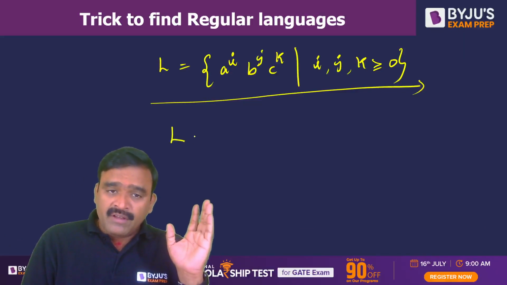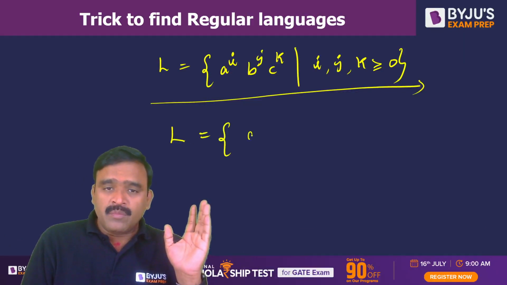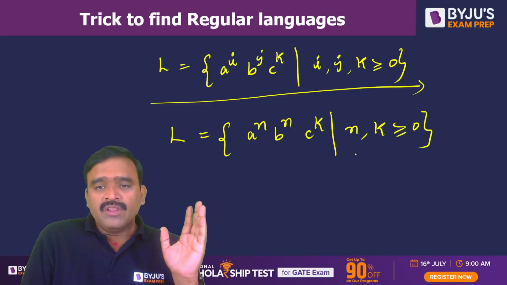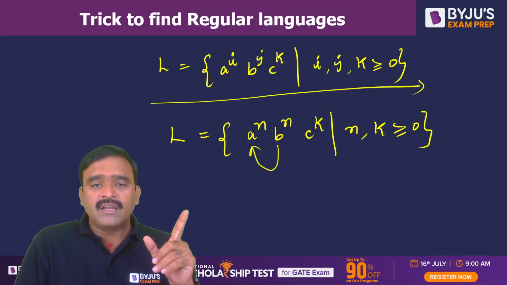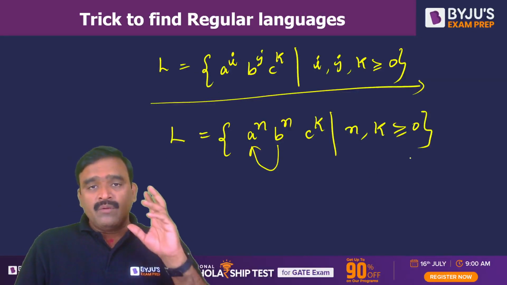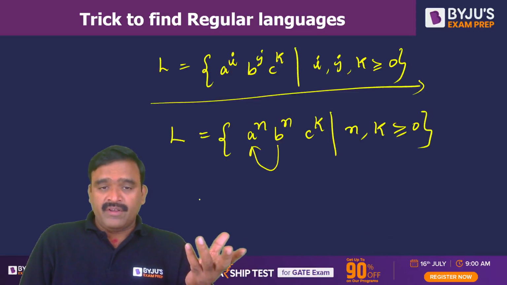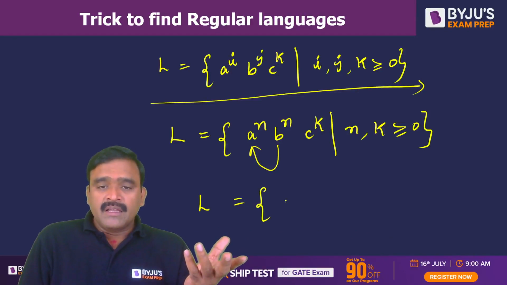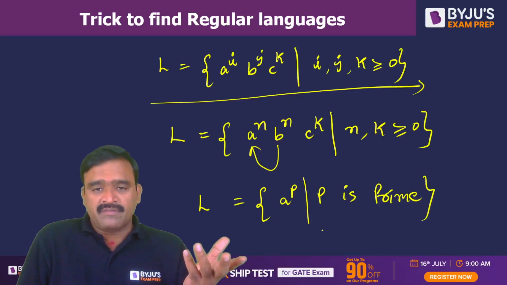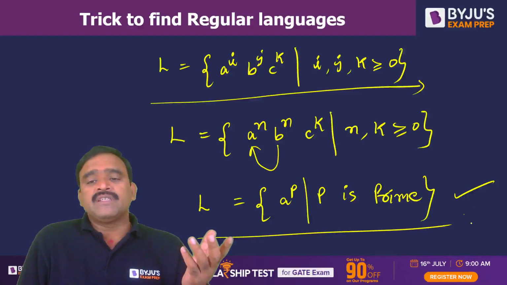But if you have a language like a power n, b power n, c power k, such that n, k are greater than or equal to 0, here there is a dependency. Even though k is independent, b's are dependent on a's, so this infinite language is not regular. One more thing, if computation is required, for example, L equals a power p, such that p is prime, then to identify whether the given number is prime or not, some computation is required. So this is an infinite language and it is not regular.